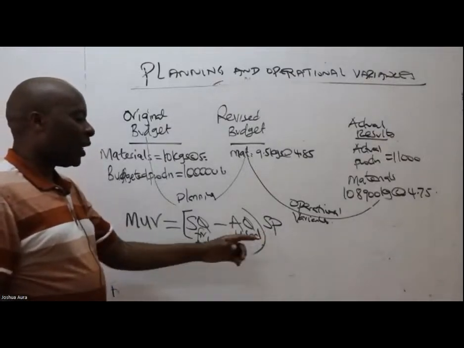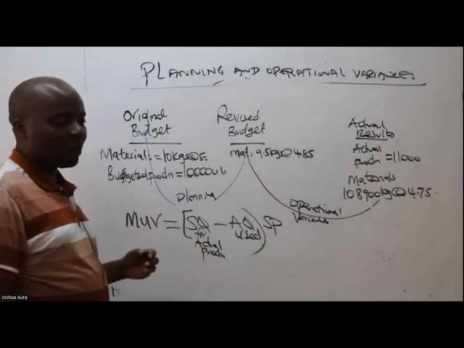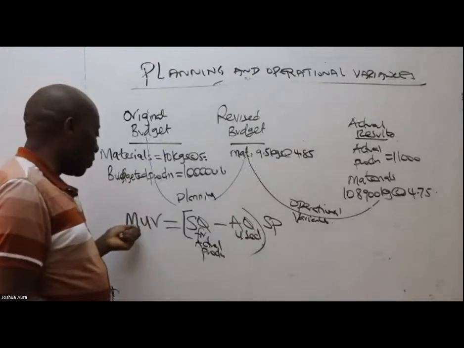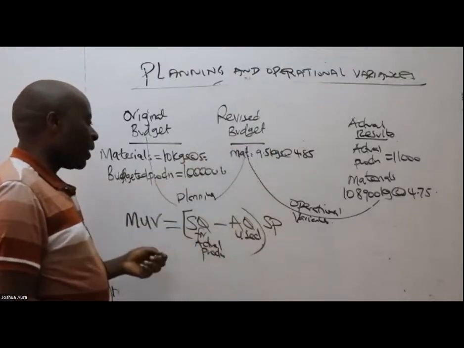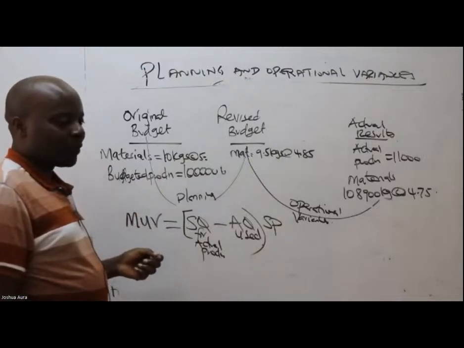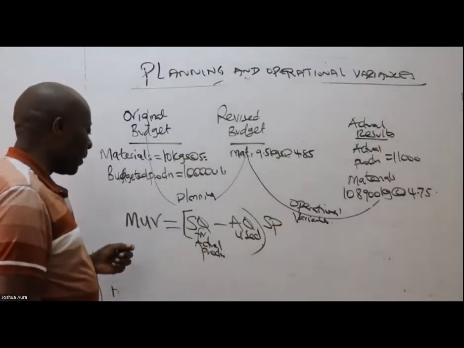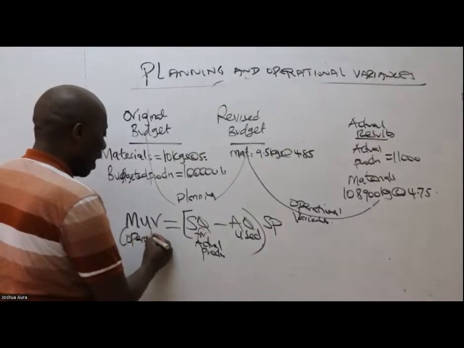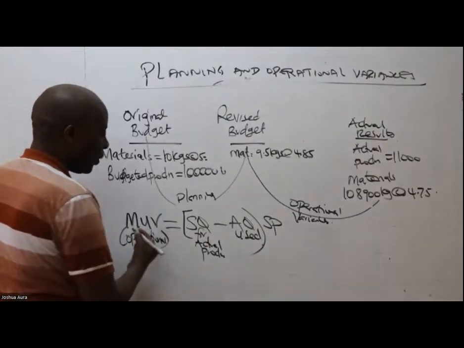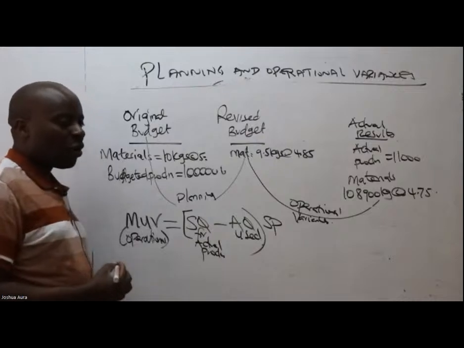This is standard price per kilogram. Standard price of material. Remember, it's material. Don't bring price of units sold. It is standard price of materials. So let's go very slowly here. Remember, the one we are computing at the moment is known as operational.